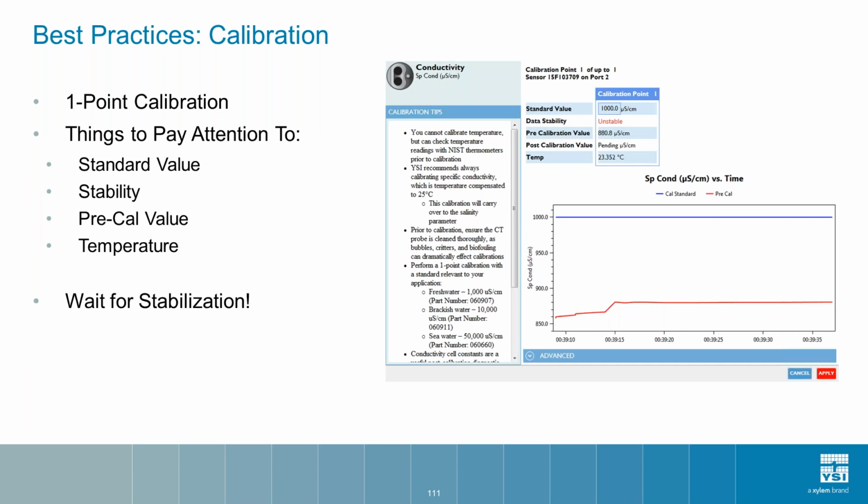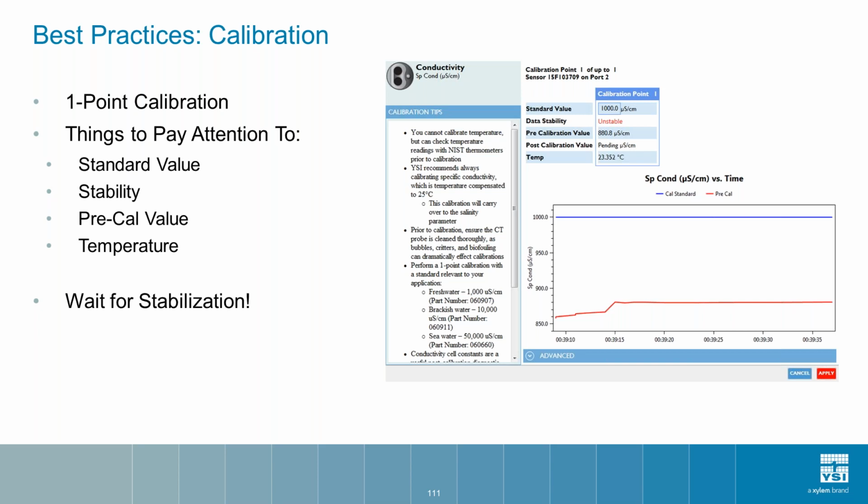So conductivity is a one-point calibration. To start, choose your standard and start the process. This image is actually captured from our core EXO software, and there are a few things to pay attention to here. Make sure the standard value matches the value on your conductivity standard. Wait for stability to turn green and say stable before applying the calibration.